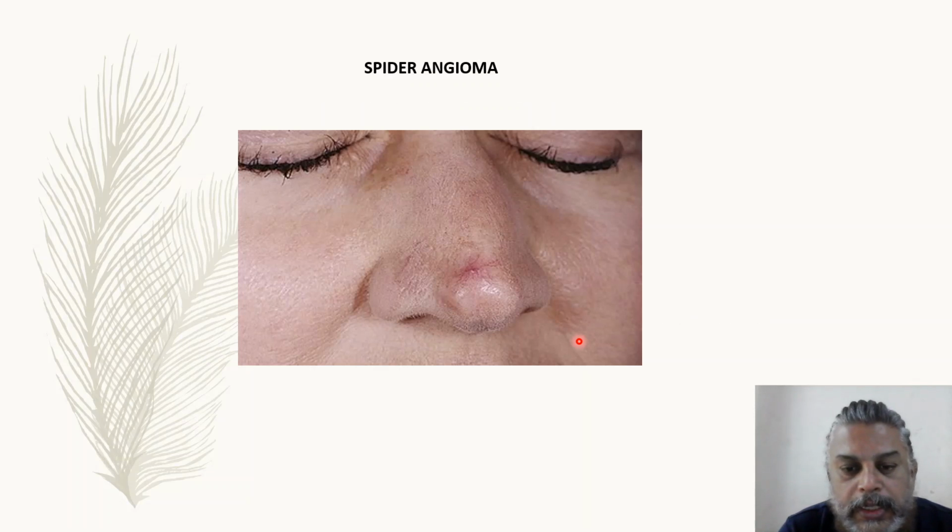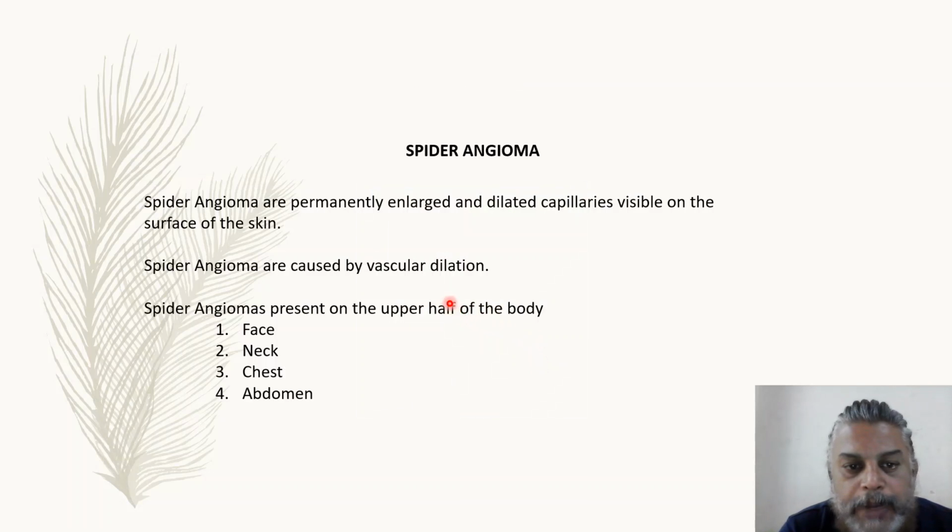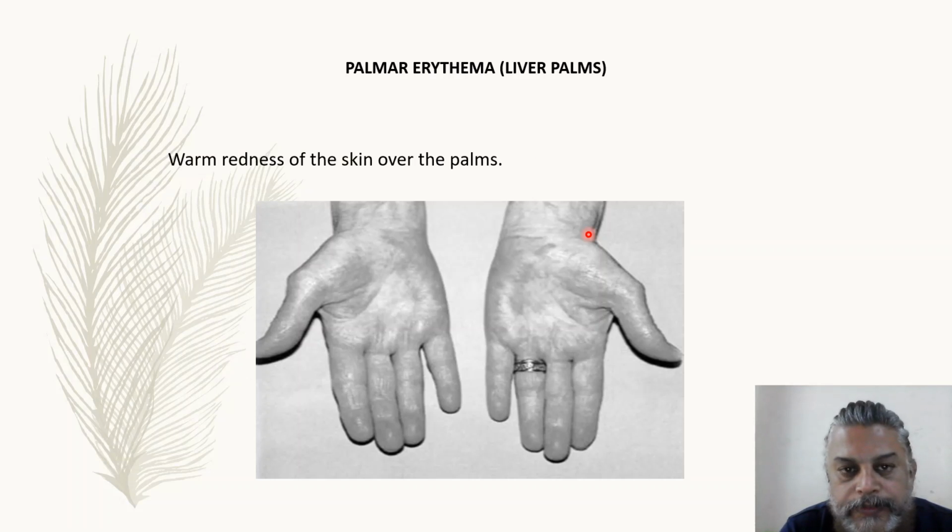This is a spider angioma over the nose in chronic liver disease. If we see the spider angioma, it is a permanently enlarged and dilated capillary visible on the surface of the skin, usually caused by vascular dilatation, mainly present on the upper part of the body, especially face, neck, chest, and upper abdomen.